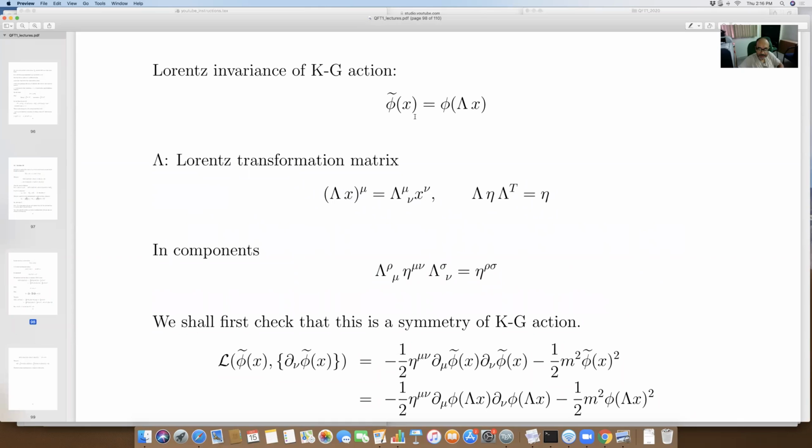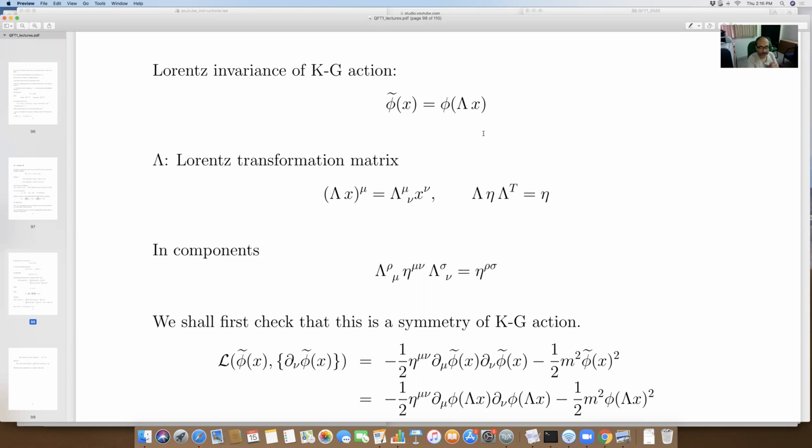So if we take phi tilde of x and phi of x, they will not be the same. No, they will not be the same. As a function, they are different. Phi tilde of x is defined as phi of lambda x. So phi tilde at a given point is not the same as phi at the same point. So what is the point here?